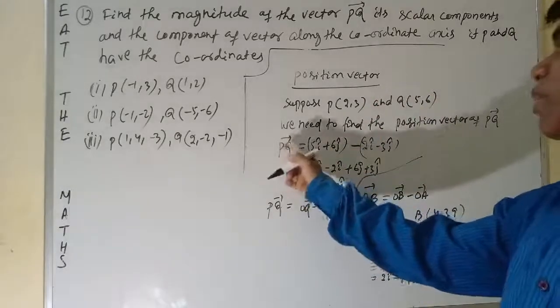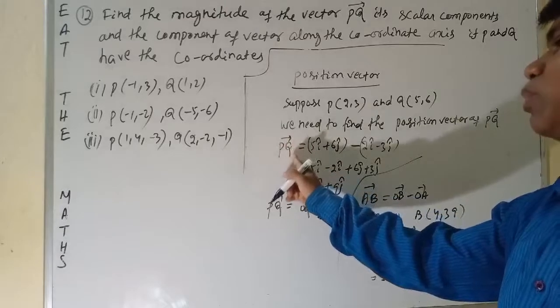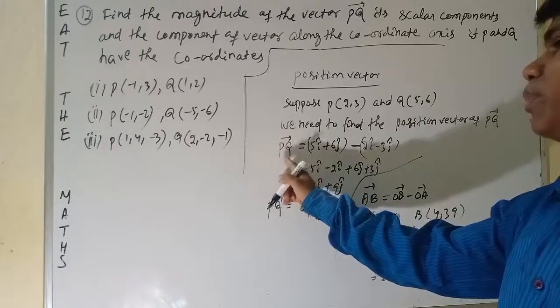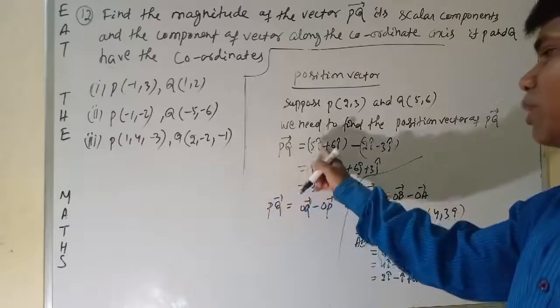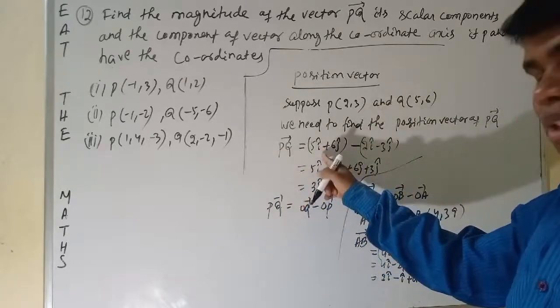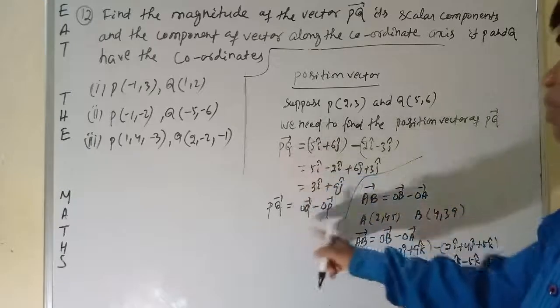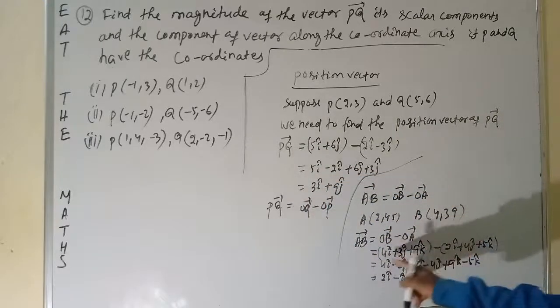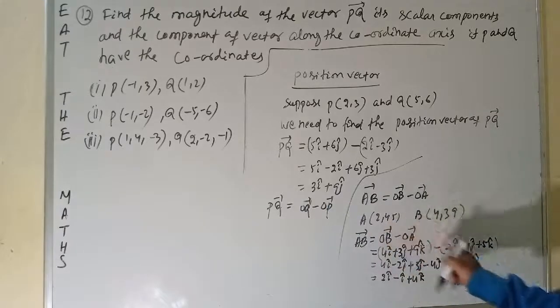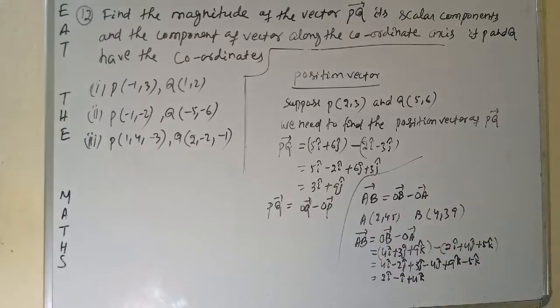You see, the arrow mark towards Q means you have to subtract P from Q. That means you take Q first, next P. Here you have to take B first, (4, 3, 9), then (2, 4, 5). This is the concept and you have to remember this. Pause the video, note it down.